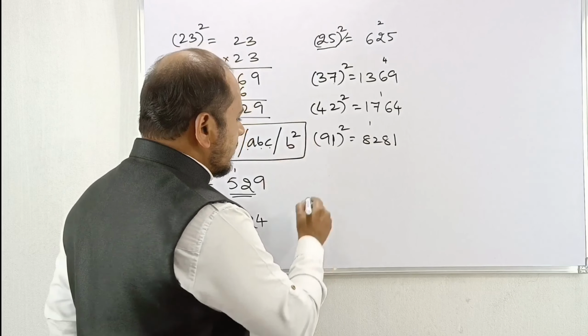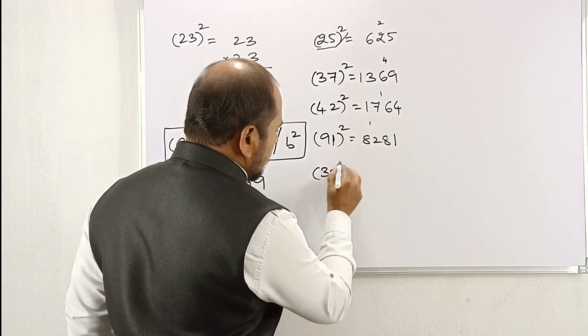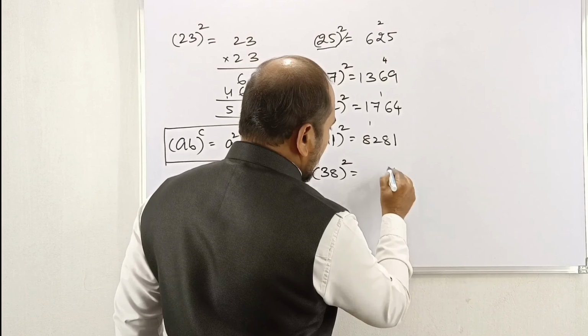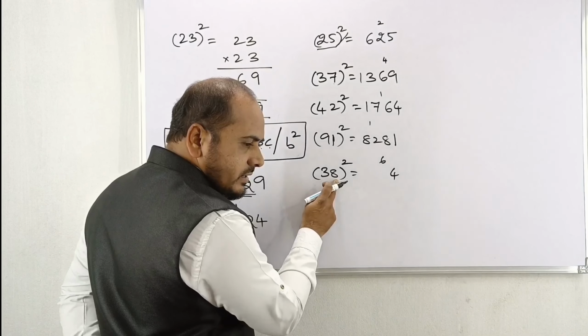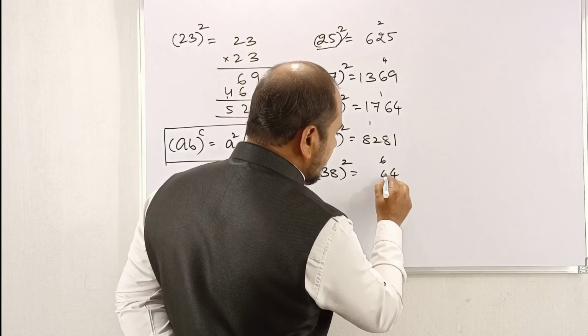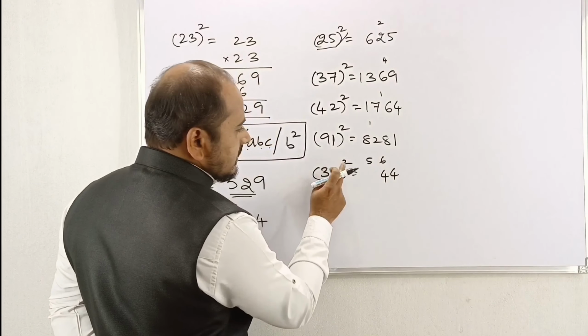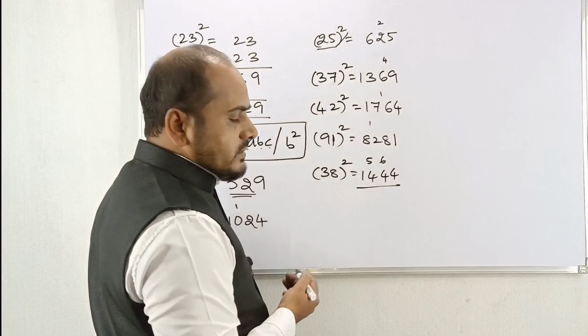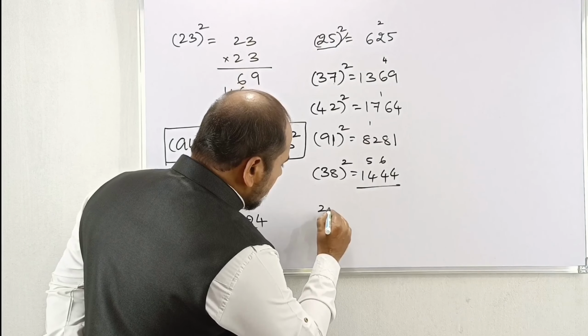One more problem we can take. That is 38 whole square. 8 eights are 64 upon 6. 3 eights are 24. 24 twos are 48. 48 plus 6, 54 upon 5. 3 square is 9. 9 plus 5, 14. 1444. Yes, we can take one more problem, my dear.